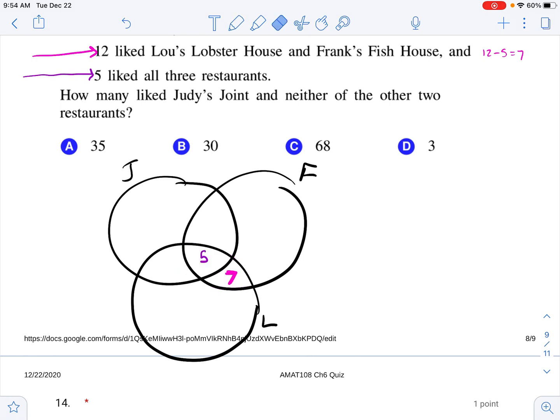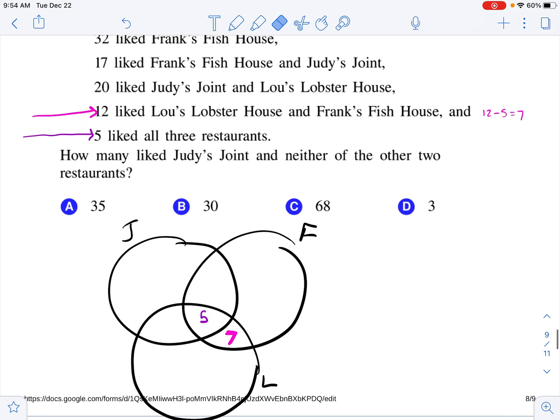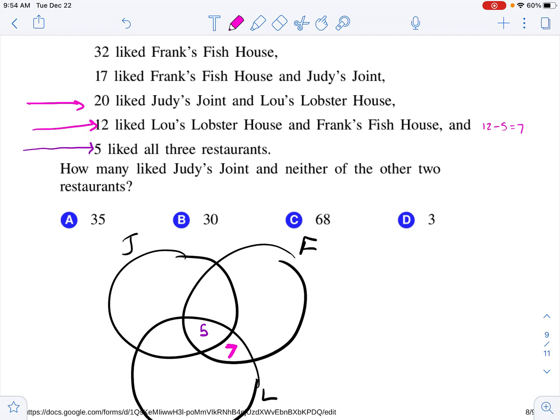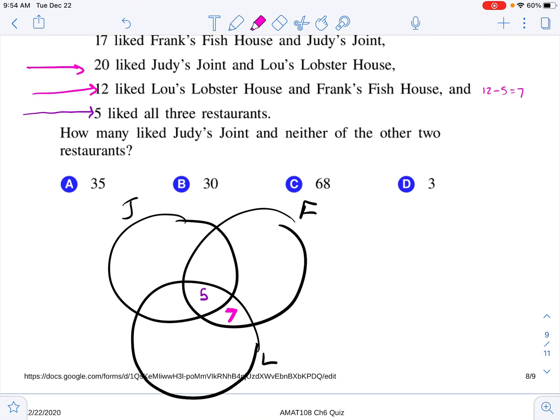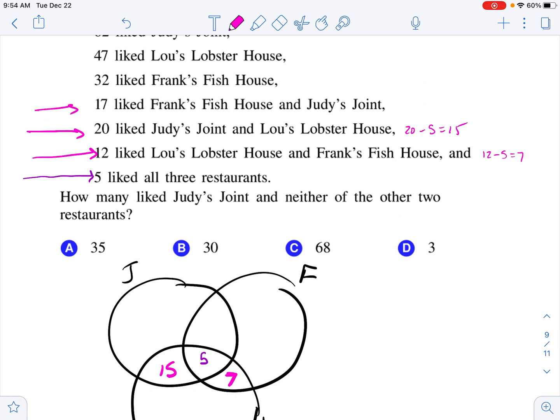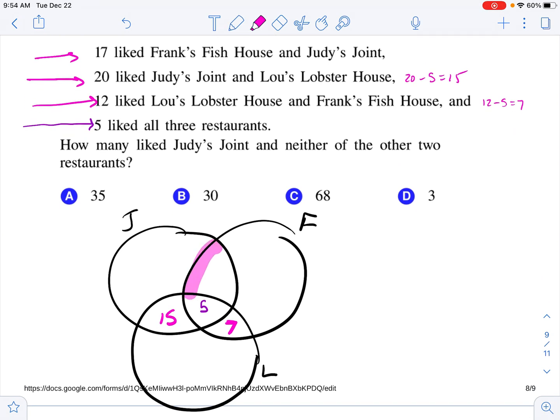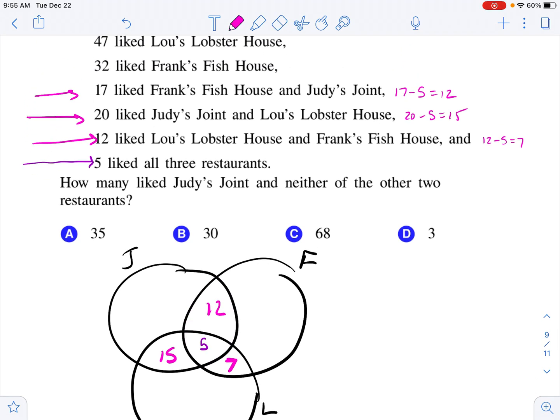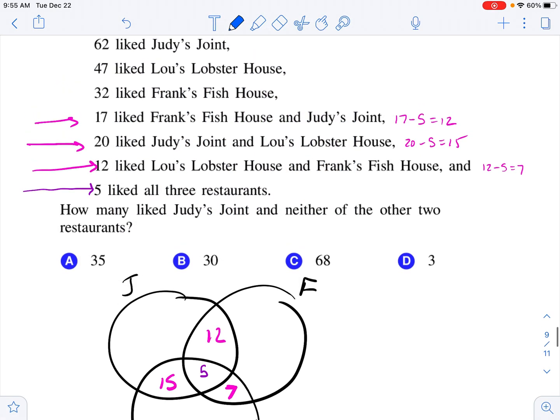We're going to continue with this process of subtracting to get the numbers we need in each region. So let's move on. 20 like Judy's and Lou's. Judy's and Lou's is this intersection. We've already accounted for 5 of those people, so 20 minus 5 leaves us with 15 in that portion. 17 liked Frank's and Judy's. That's where Frank's and Judy's intersect. 17 minus the 5 we've accounted for leaves us with 12 in that portion. Now we're going to continue on and see what we get here.